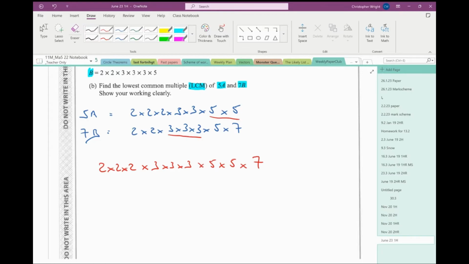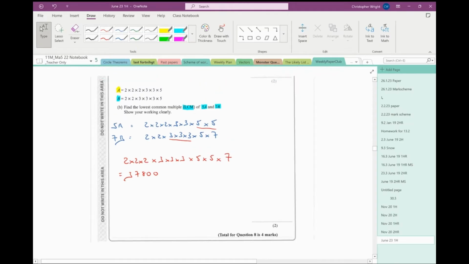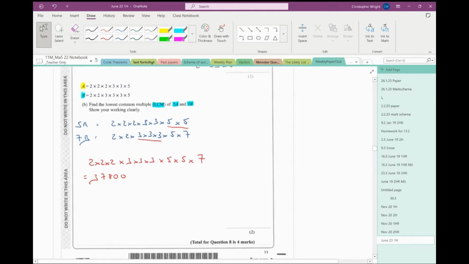So that is the lowest common multiple of 5A and 7B: 2 times 2 times 2, and so on. It doesn't say give my answer in prime factors. It doesn't say I can't, but I'll work out what that is in any case on my calculator, and the answer is 37,800. So that is the lowest common multiple of 5A and 7B.